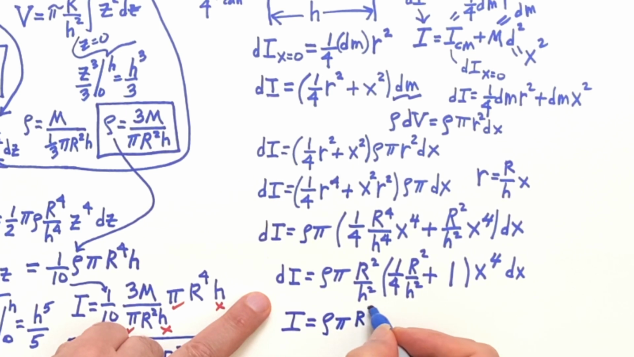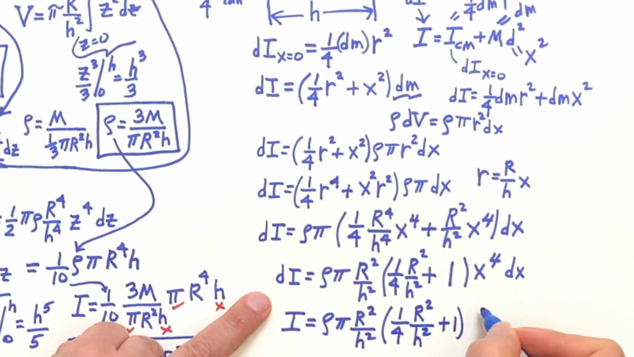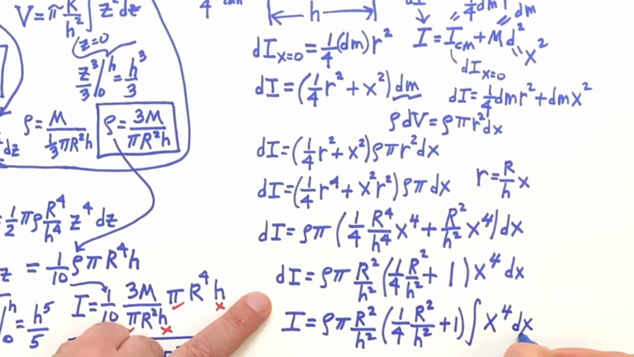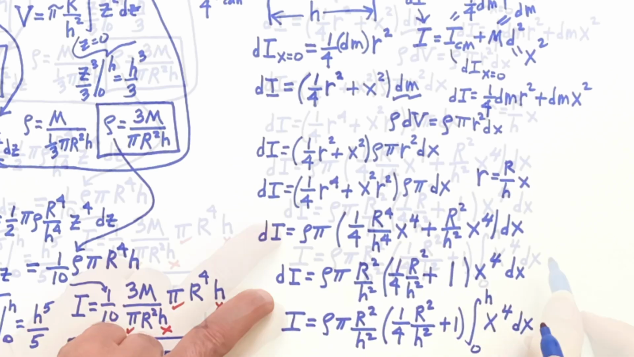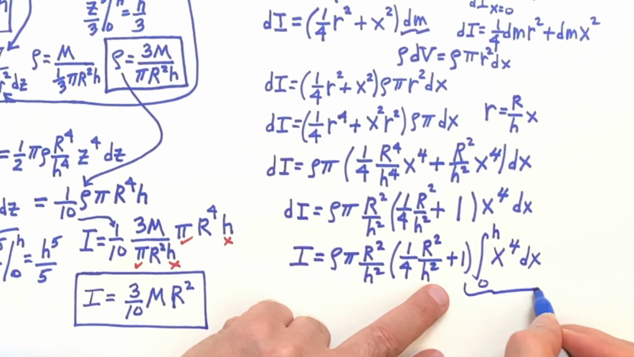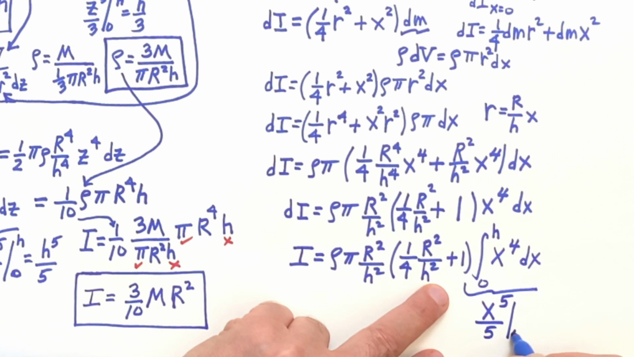So now, for the integral, we have rho pi. Now look, all these are constants. All this is constant. All this is constant. 1/4 big R squared over h squared plus 1. And the integration is this x to the fourth dx from 0 out to h. This gives us x to the fifth over 5 from 0 to h, which is h to the 5 over 5.